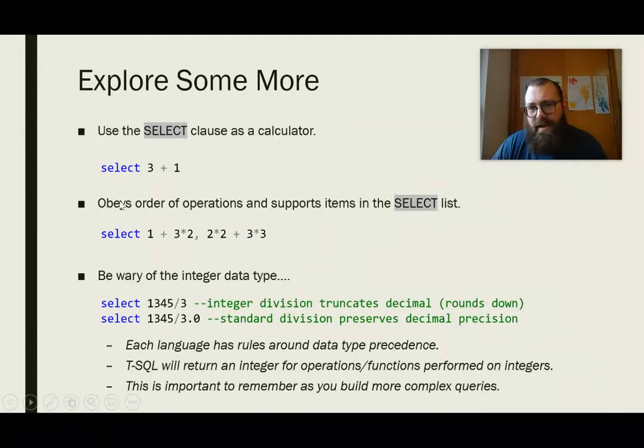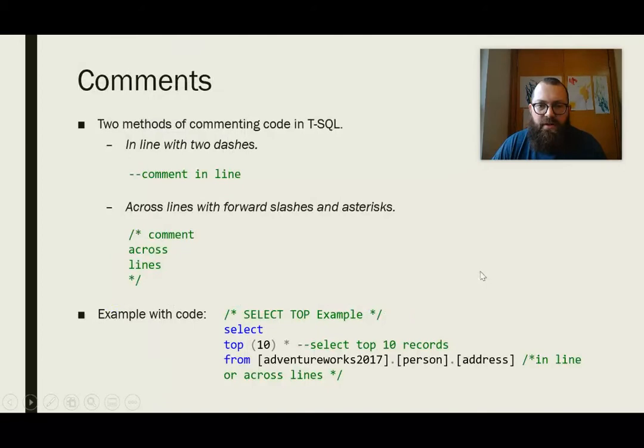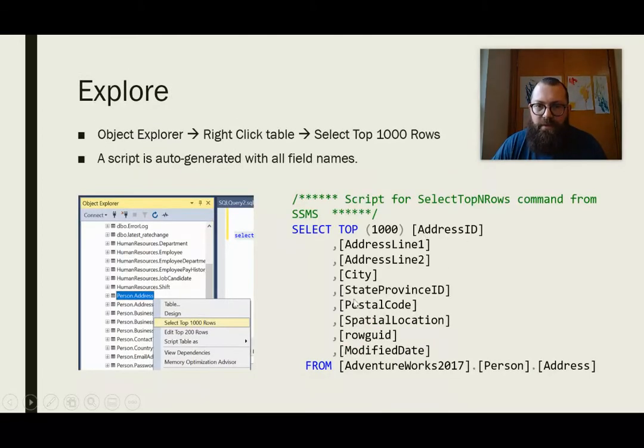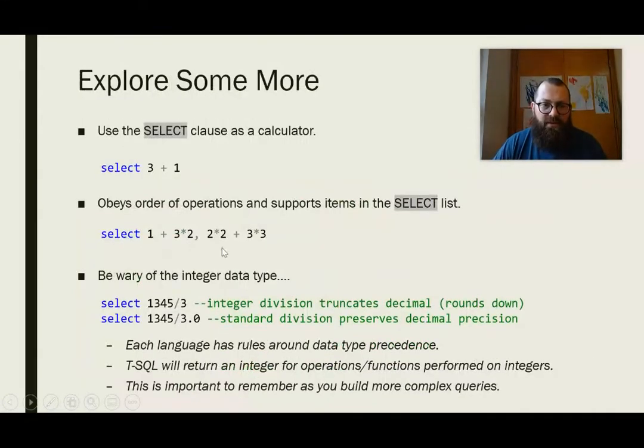The other thing I want to point out is that SQL does what you would expect. It obeys the order of operations. It also supports, as we saw in this particular query, multiple items to select. In this example, we're returning both the result of this mathematical operation, 1 plus the product of 3 and 2, and then also the result of the product of 2 and 2, added to the product of 3 and 3.